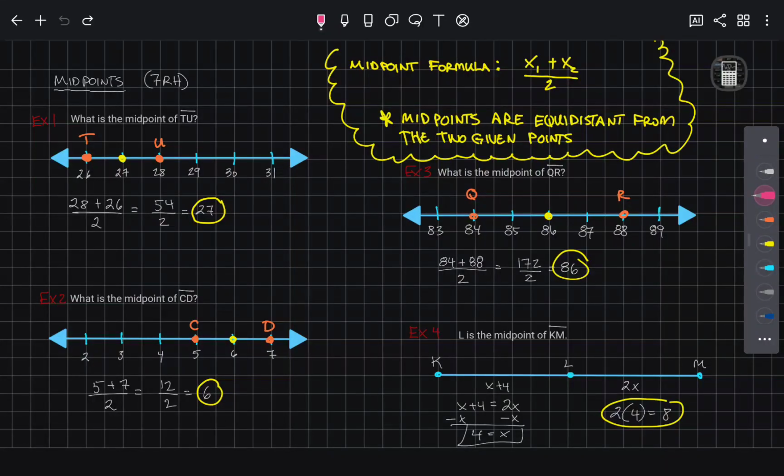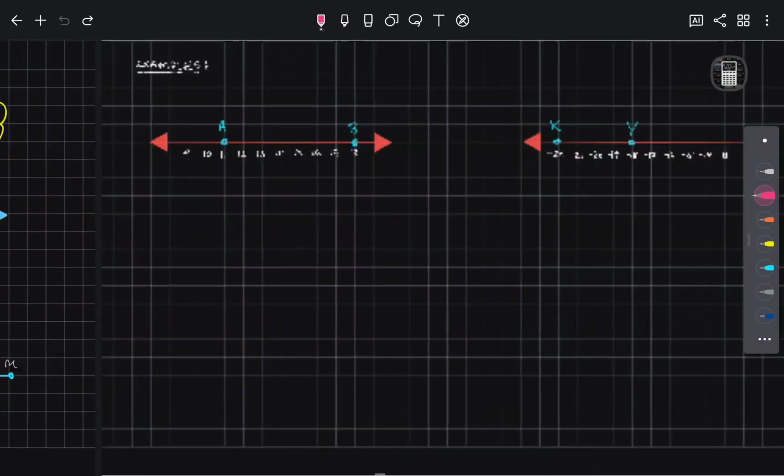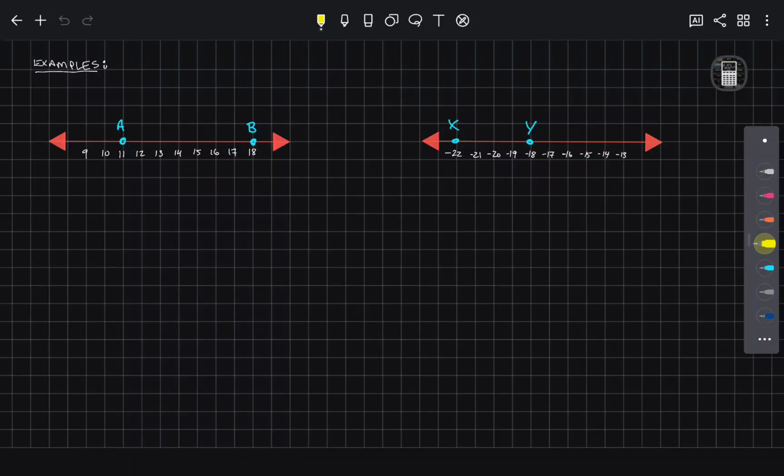Example 4 would be taking a look at what it's like if you're given 2 sections of a line that have a start point and an end point, and then finding the lengths of those by solving algebraically, meaning that we add both of those things up and then solve for x. Let's take a look at some examples just about how this plays out.